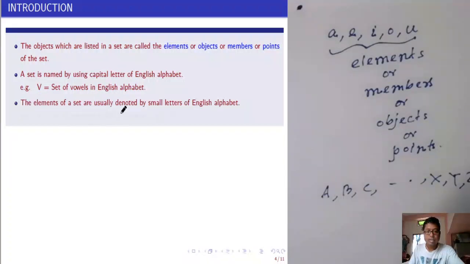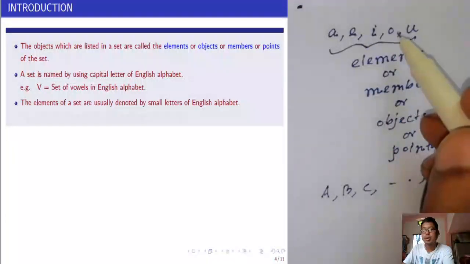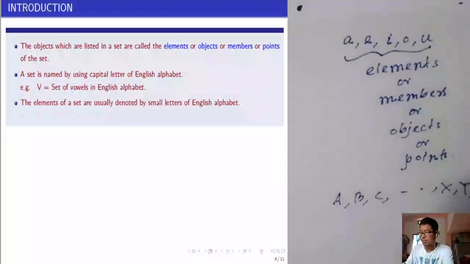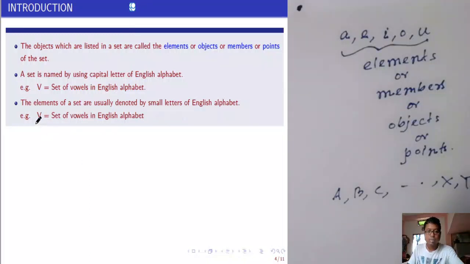The elements of a set are usually denoted by small letters. As you can see, when I am writing the elements, these are small letters. I'm using small letters to denote the elements of a set. V, the capital letter, I am using to denote the set of vowels in the English alphabet, and you see we are using small letters to denote the elements of the set.